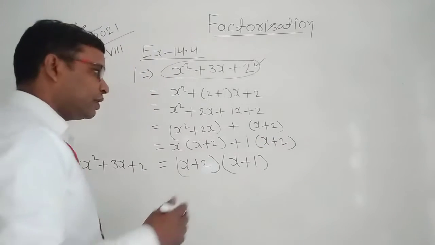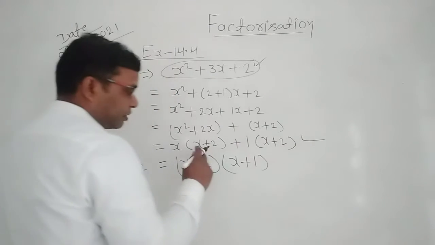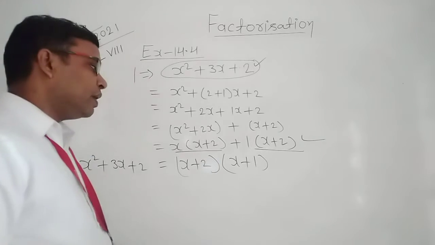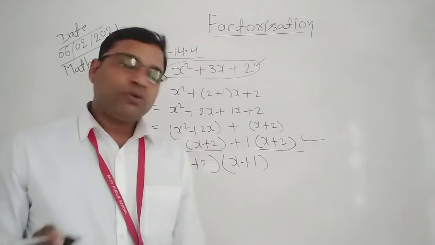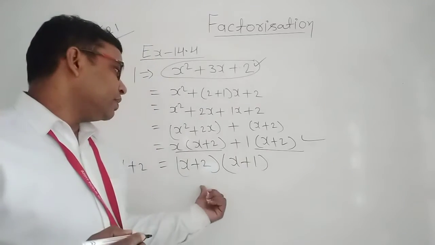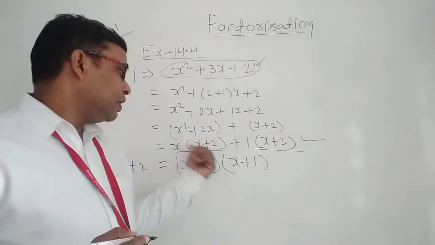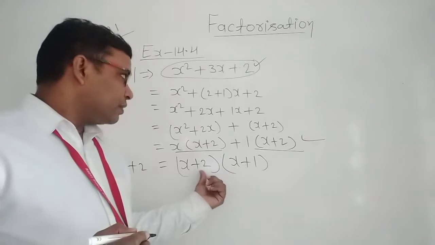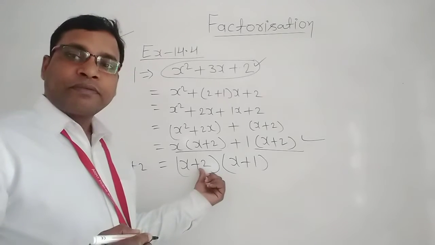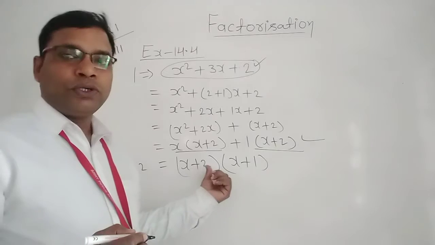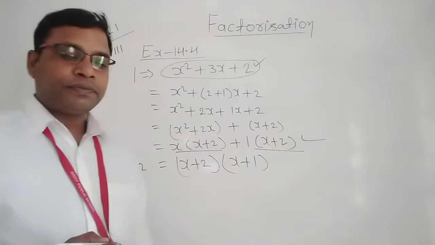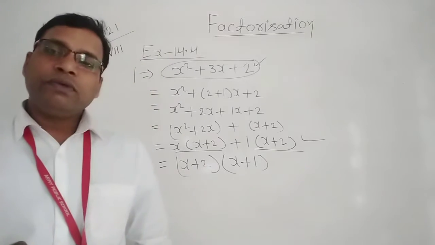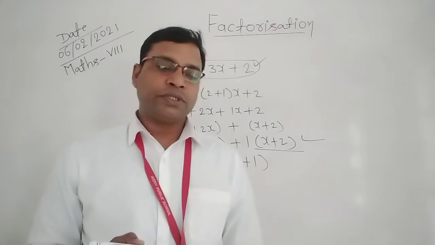After this we observe here that in both terms, this is the first term, this is the second term, in both terms we have x plus 2 common. So we take x plus 2 as common, then we get x plus 2, and here we left x, and here we left plus 1. So in this way you can see the factorization of x square plus 3x plus 2 is equal to x plus 2 into x plus 1. I hope all of you understood this question. Now we are going to discuss the next question.